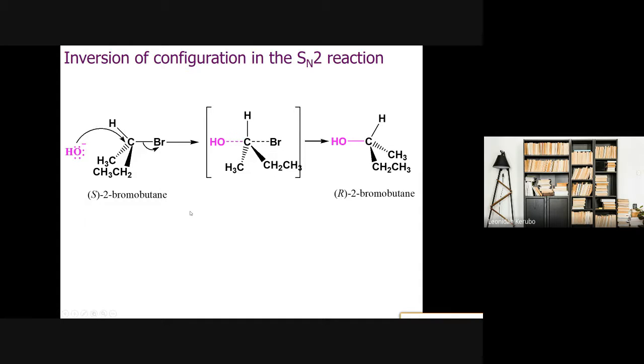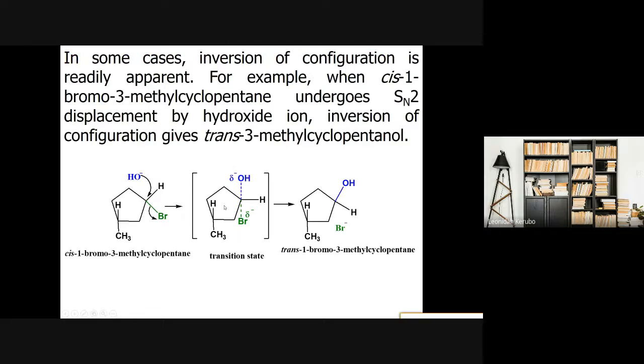For SN2 reactions, there's always inversion of configuration. This happens with all the SN2 reactions. There's always inversion of configuration from the reactant, that is the substrate, the alkyl halide, to the product, that is, in this case, the alcohol, but it can be any other product depending on the nucleophile which is used to donate electrons to the electrophilic carbon. So the product is always an inversion of configuration of the substrate.